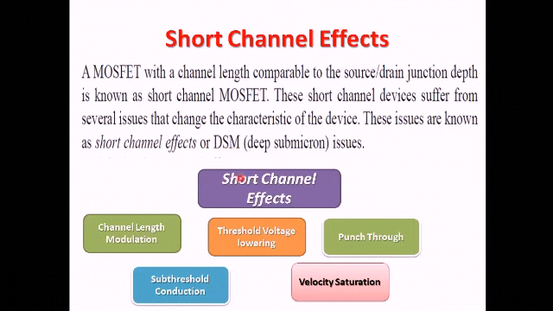Now, short channel effects are of different types. So what are the types? First one is channel length modulation. Second is threshold voltage lowering. Third one is punch through. Fourth one is sub-threshold conduction. And the fifth one is velocity saturation. In the later slides, we will study these short channel effects: channel length modulation, threshold voltage lowering, punch through, sub-threshold conduction, and velocity saturation. So let us start with channel length modulation.